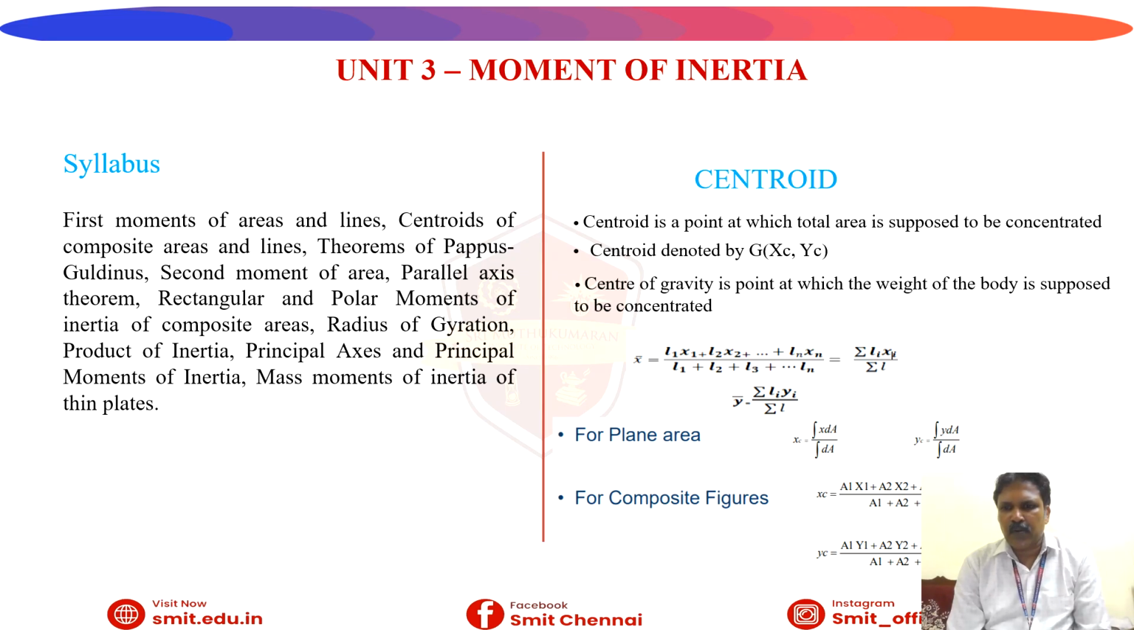Now this is the basic formula of centroid, that is x bar equals L1 x1 plus L2 x2 plus up to Ln xn divided by L1 plus L2 plus L3, and it goes up to Ln. That is, we can write summation of Li xi divided by summation of L, that is the addition of all L. Like that, y bar equals summation of Li yi divided by summation of L.